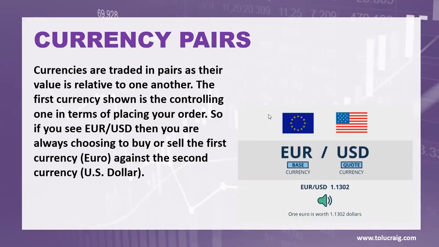All right, someone said, please repeat the base and quote explanation. We have two currency pairs. The first one is the base currency, the one that is controlling. The first currency shown is the controlling one, the one controlling the order, and then the quote currency is the second one. That's just the simple explanation.